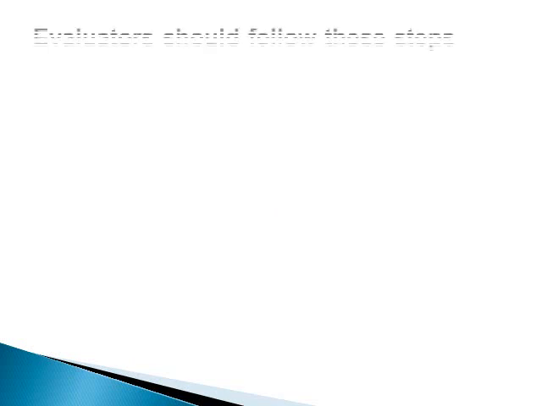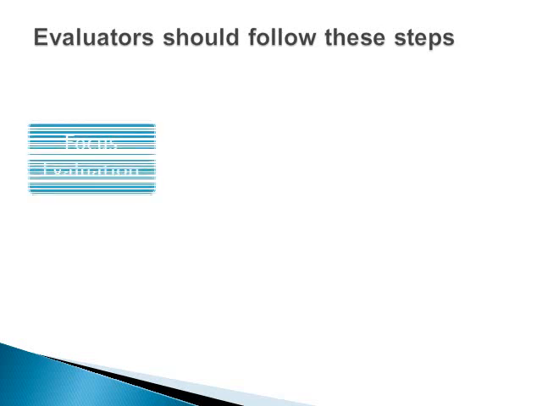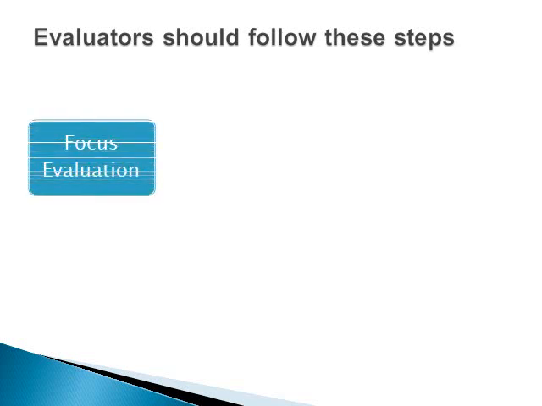Evaluators should follow these simple steps. First, focusing the evaluation, identifying decisions at the macro level like state, national, schools, or district. They should also define criteria and policies to be used throughout the evaluation or that may affect the evaluation process.